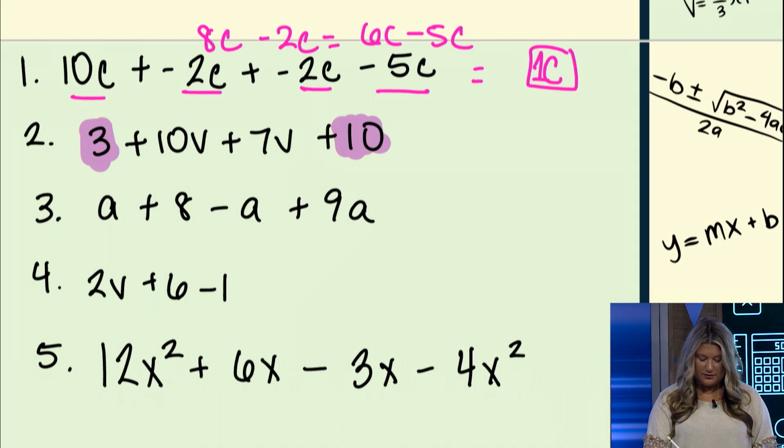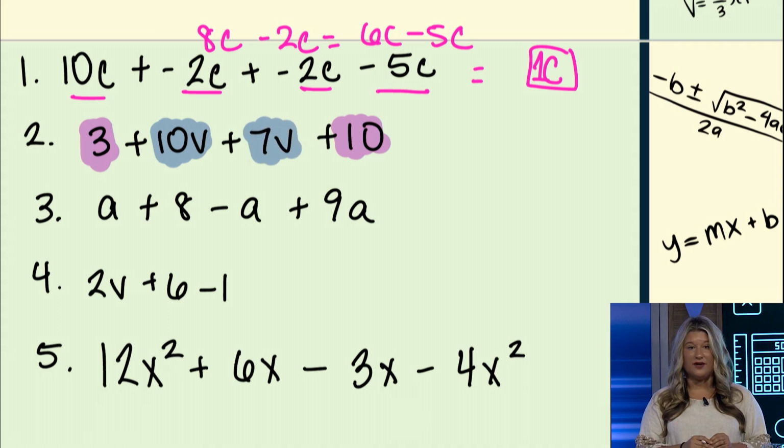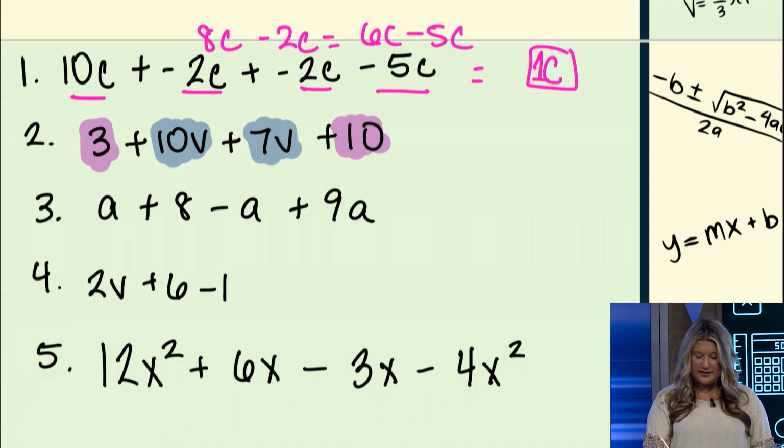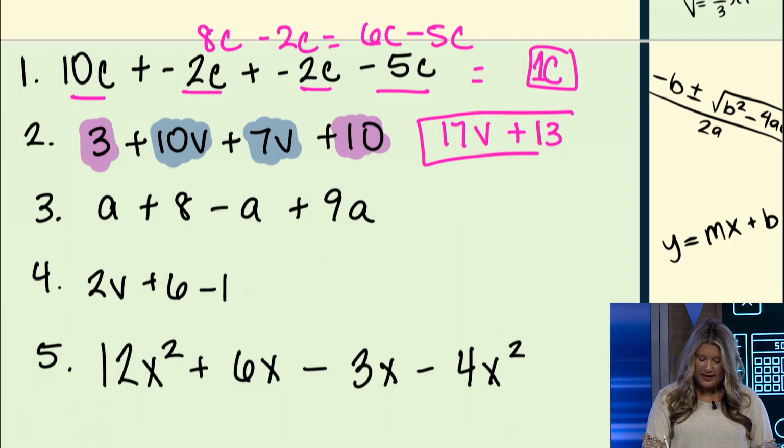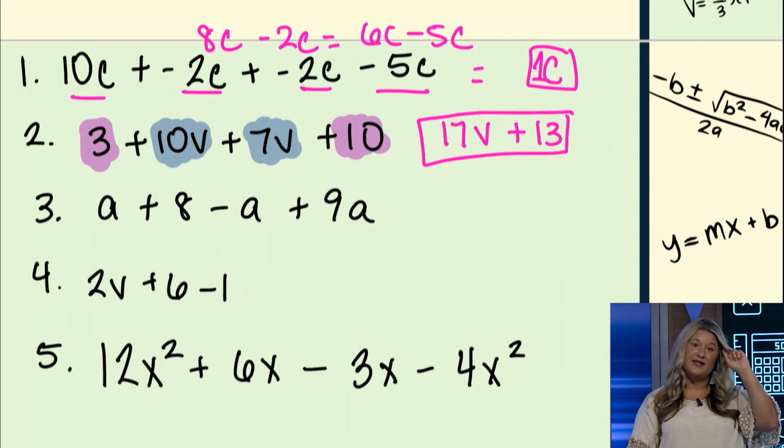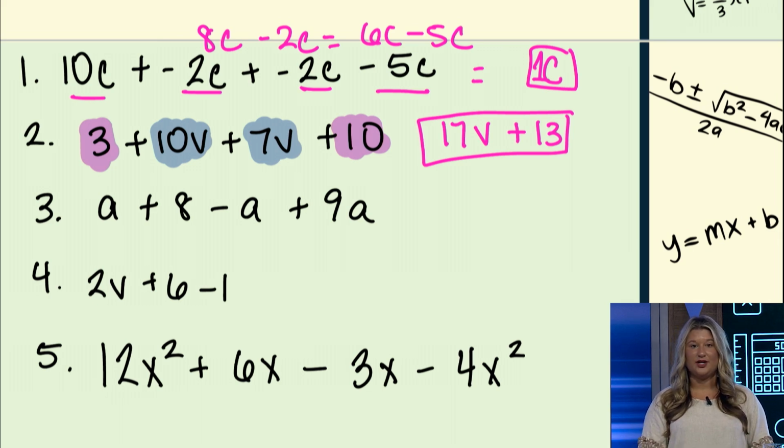Now we have 10v and we have 7v. These are like terms. They have the same variable. There are no exponents that we see right now, but they're the same, so this is why we combine them. And when we combine them, it doesn't always have to be addition, like our first problem. They could be subtraction. So 10 plus 7, we get 17v, and then 3 plus 10, we get 13, so plus 13. We have this in standard form. Everything is proper, and nothing else can be simplified. And you're good to go.